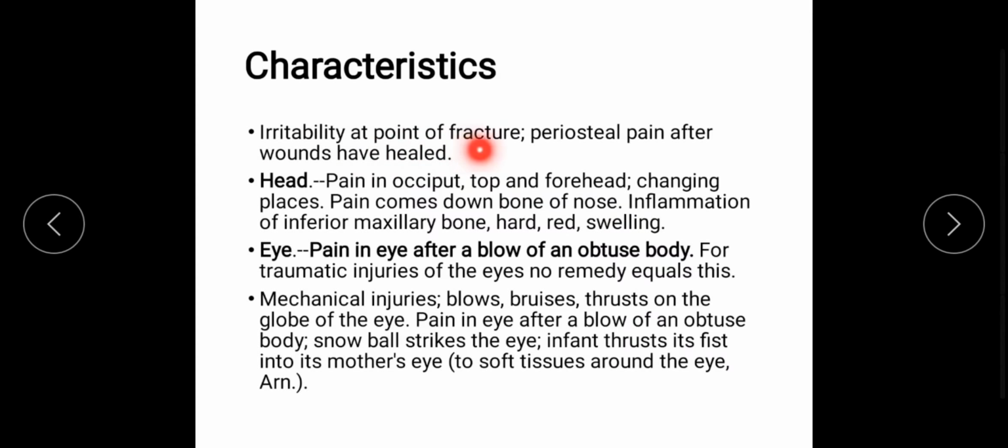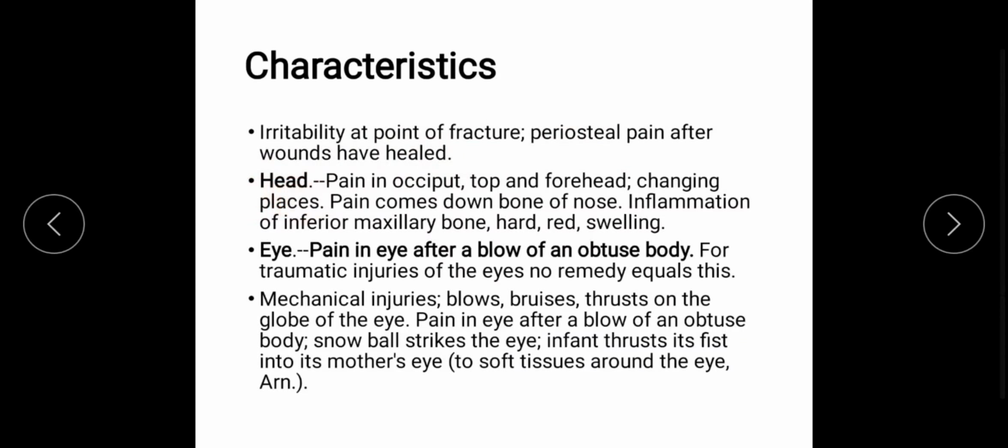Irritability at the point of fracture. Periosteal pain after wounds have healed. Here you can see that the wound has healed, but the periosteal pain is remaining. The irritability at the point of fracture is still remaining. At that time, Symphytum is to be used.